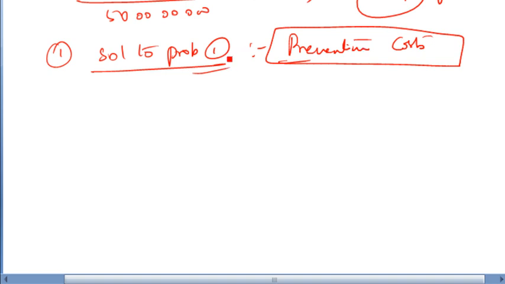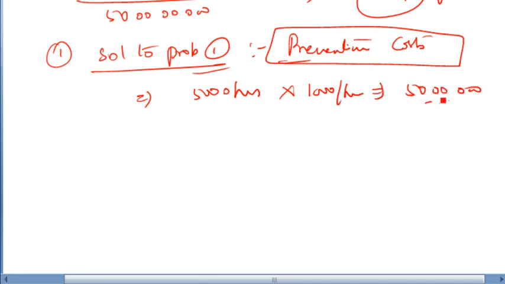So according to the Six Sigma team, what is the prevention cost? It is 5,000 hours of yearly training at 1,000 rupees per hour. So what is your prevention cost? 50 lakhs. Right? This is the solution to problem number 1.